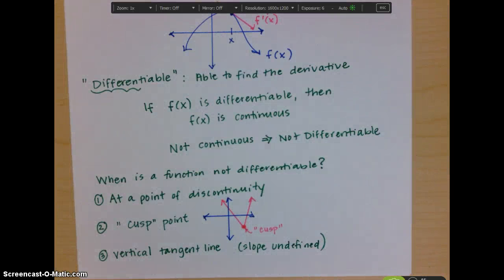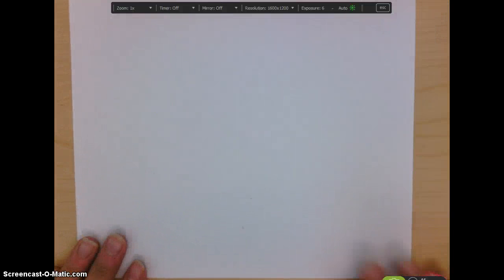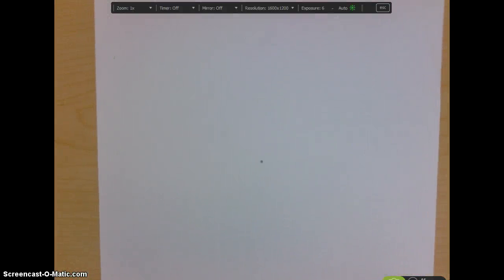Alright, so those are the basics of what a derivative represents. Remember, it's the instantaneous rate of change or the slope of a tangent line. We also have talked about a couple of different notations that we could use, and when we are able to find a derivative and when we're not. So these are all things to remember. What we're going to do next is move on to actually doing some calculations in terms of finding a derivative.